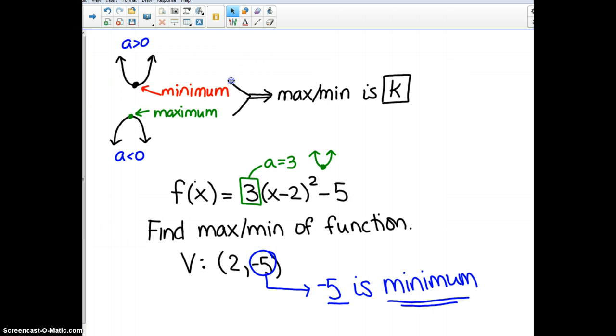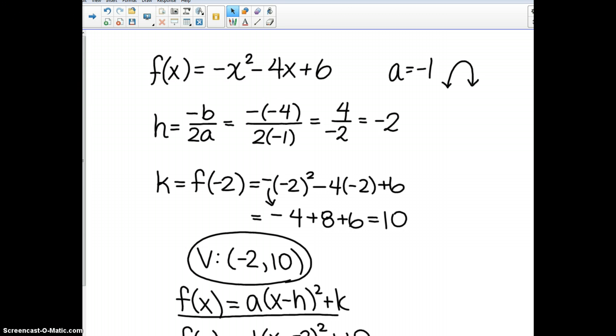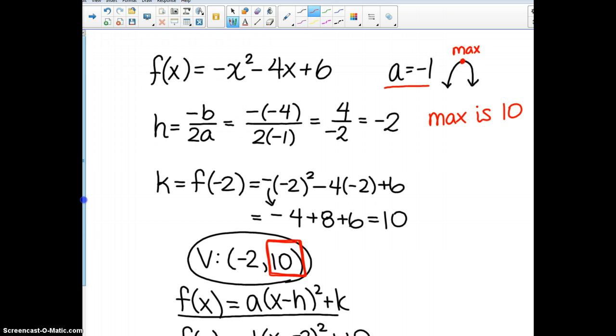If we go back and look at this function that we already played with, f of x equals negative x squared minus 4x plus 6, we decided that the parabola opens down because a is a negative value. If our parabola opens down, we know that means it's going to have a top but no bottom. It'll have a maximum value but no minimum. Once we go through the steps and find the vertex, all we care about from the vertex is that y-coordinate. And that y-coordinate is going to be our maximum value. So we would say the maximum value for this function is 10.